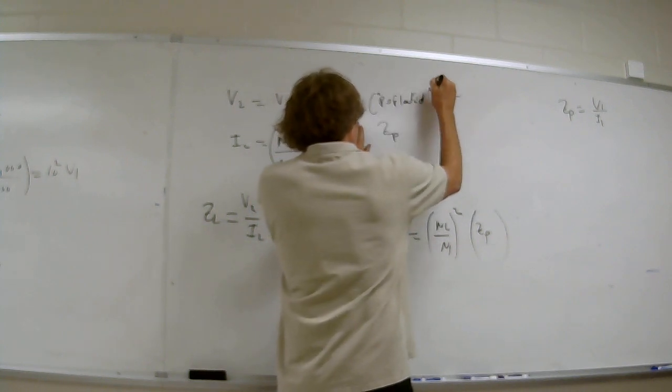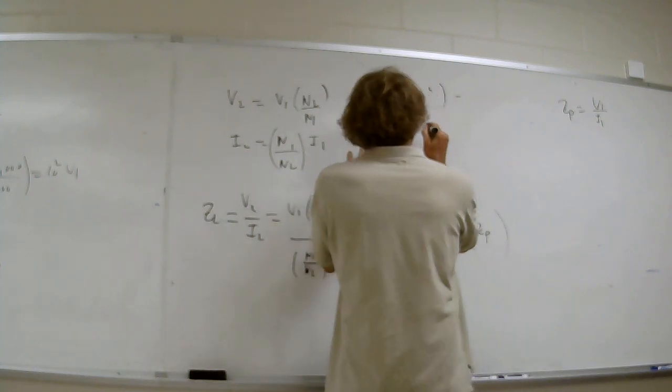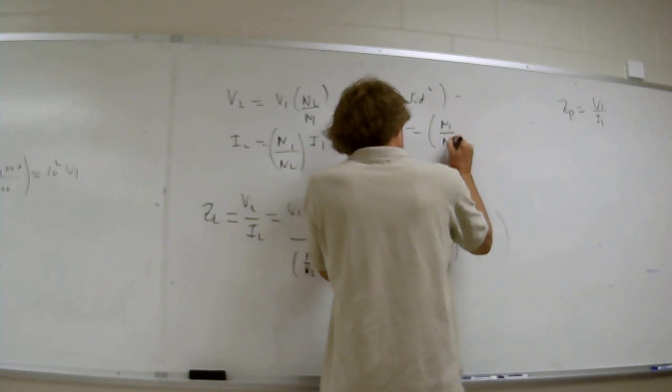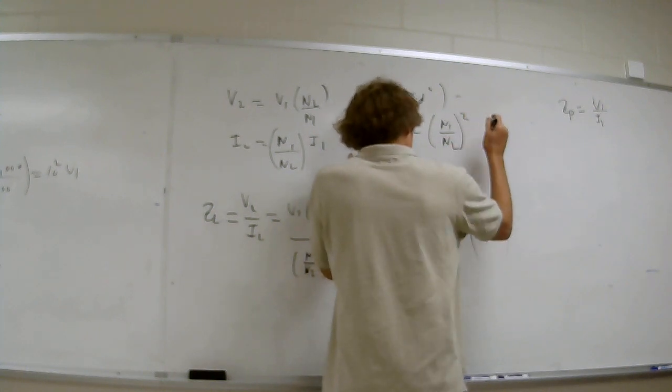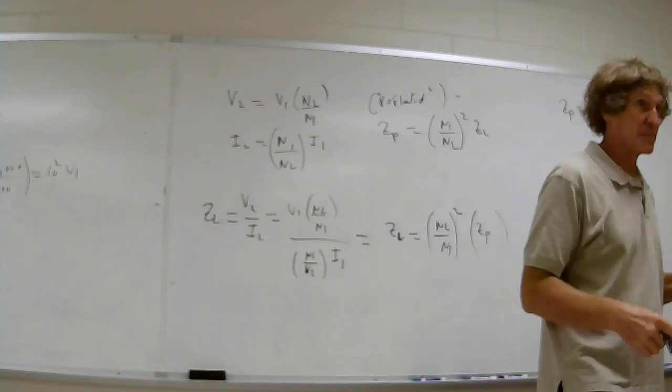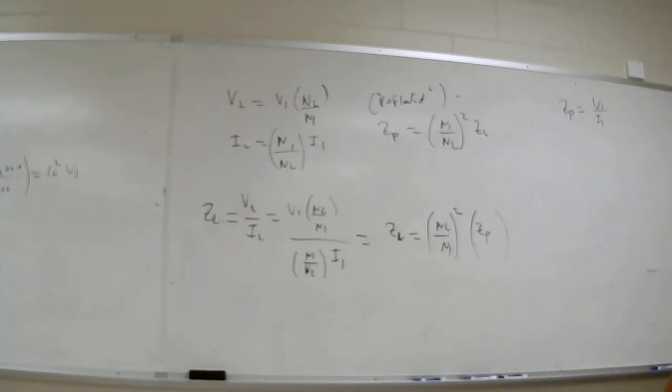It's really equivalent, but the reflected impedance is going to be equal to N1 over N2 squared times the actual Z load. Now, y'all follow me on this? This was actually one of the homework problems. I know. But I wanted to take you through it.